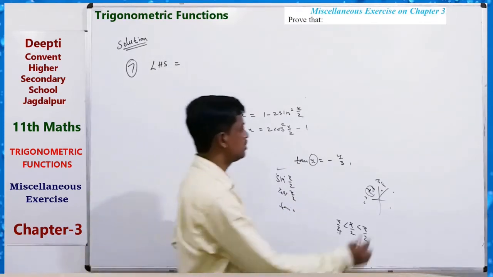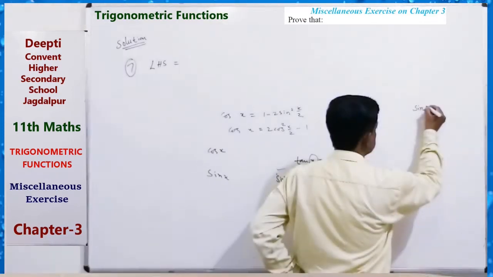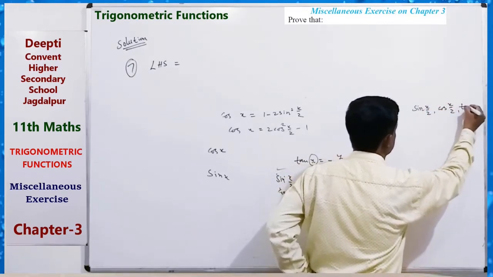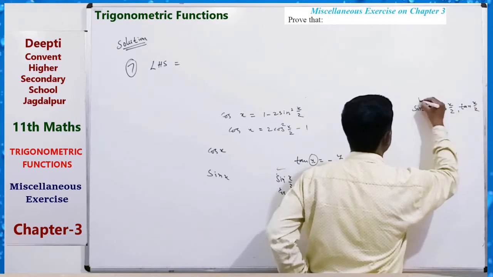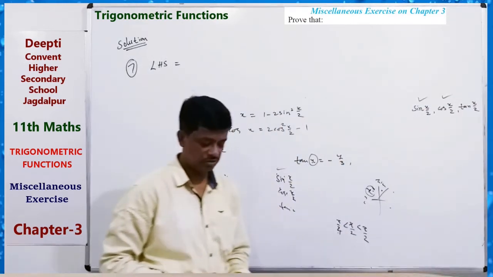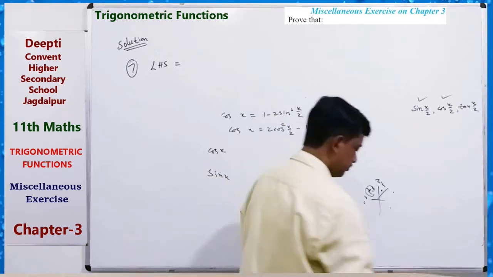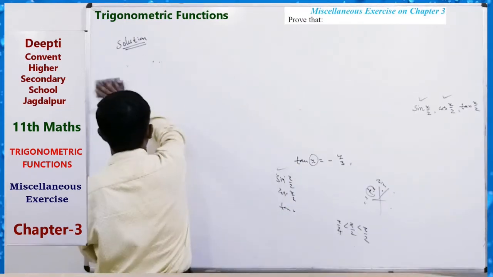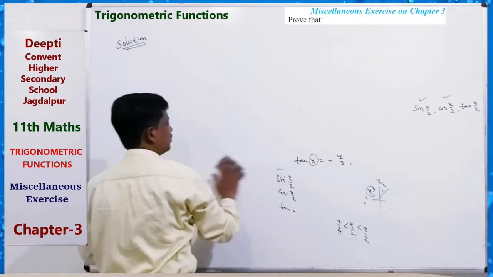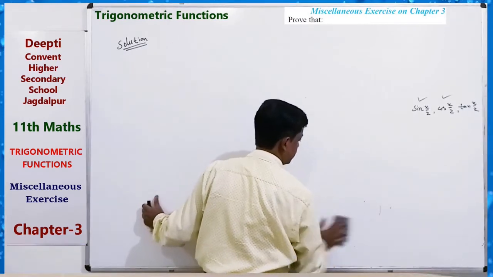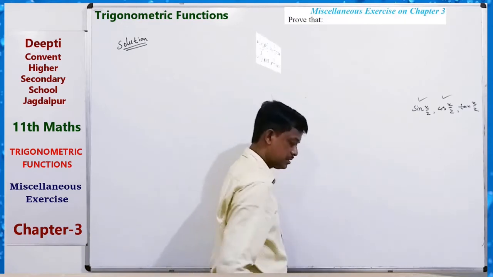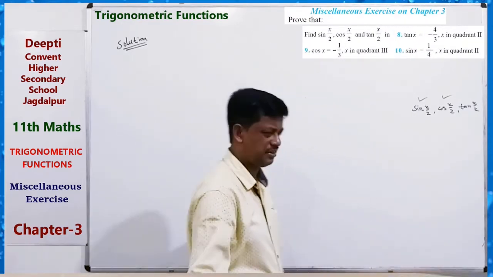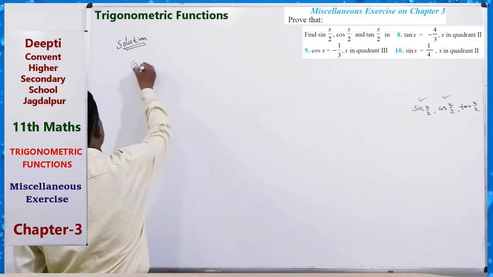So here our targeted value is what? For all questions, sin x by 2, cos x by 2 and tan x by 2. The main thing is sin x by 2 and cos x by 2. Okay. So it depends on the given value. So using this concept, take question 8. Okay, take question 8.